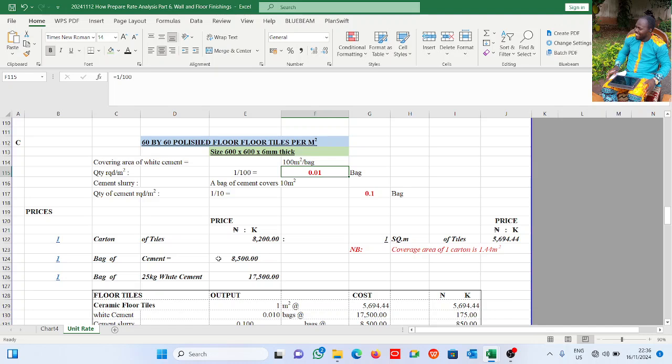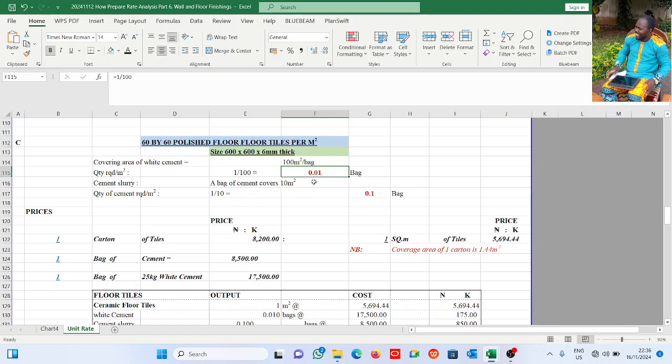All right, very thick form. You carry it and you lay. I'm using my hand like you're seeing me. You place it on the tile and then you lay. All right, so the quantity of cement required also will be 1/10 because we are doing it per square meter.